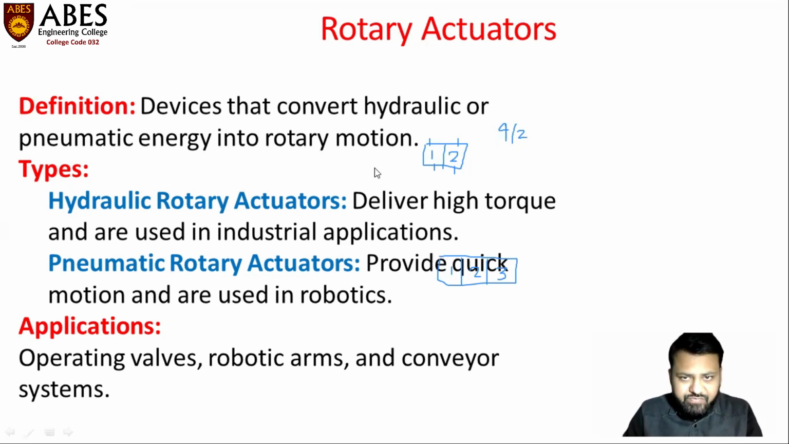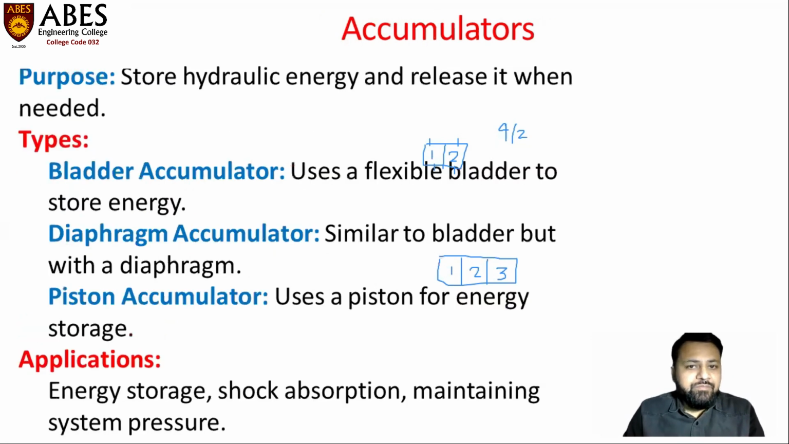Now, the applications of the rotatory actuators, as we have seen, are operating valves, robotic arms, and conveyor systems in industry. Then accumulators, which are also a device used in different actuation systems. The purpose of using accumulators is to store hydraulic energy and release that energy when it is required. There are three types of accumulator: bladder, diaphragm based, and piston accumulator. The name is basically given based on the component used.